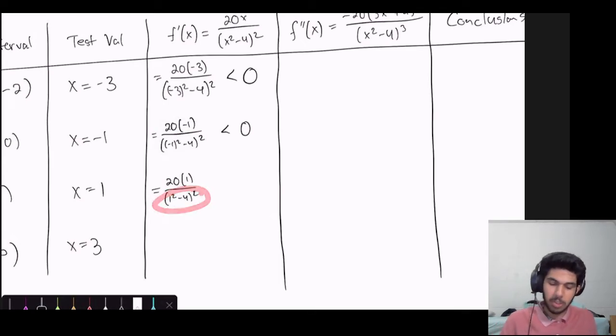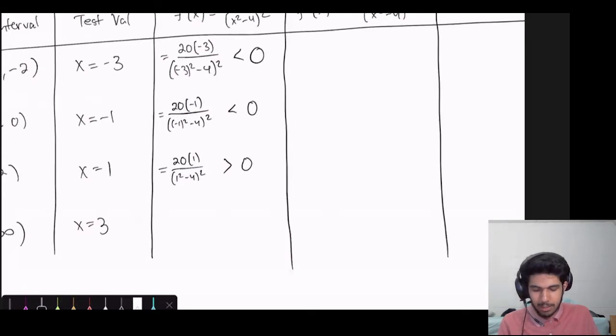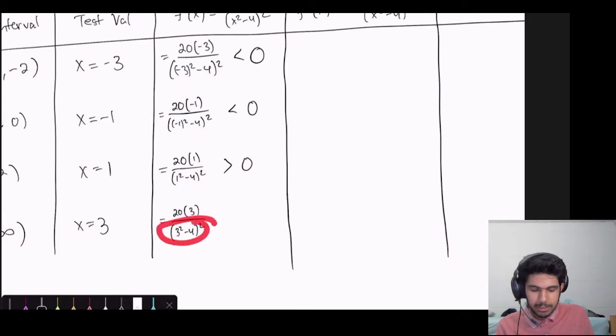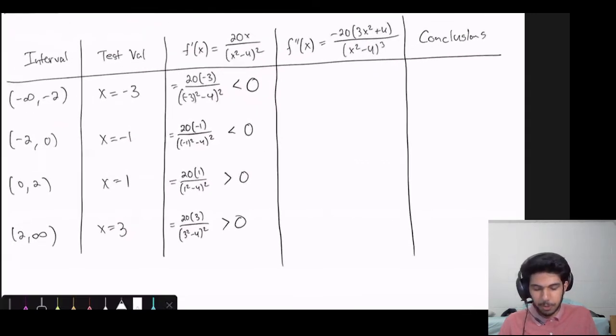Denominator is positive as always, but now the numerator is also positive. 20 times 1 is positive, so positive divided by positive is positive, so that's greater than 0. Finally, when x equals 3, we have 20 times 3, all of this over 3 squared minus 4 squared. Again, denominator is positive, numerator is positive, so the division will also be positive, greater than 0. Cool. So we've found the signs of f prime.